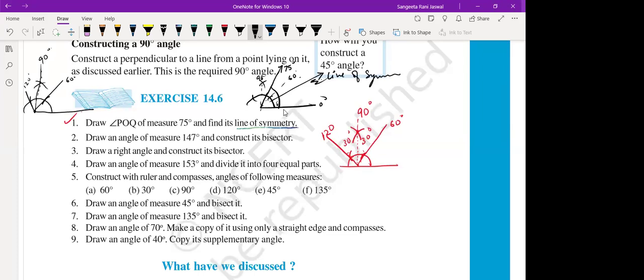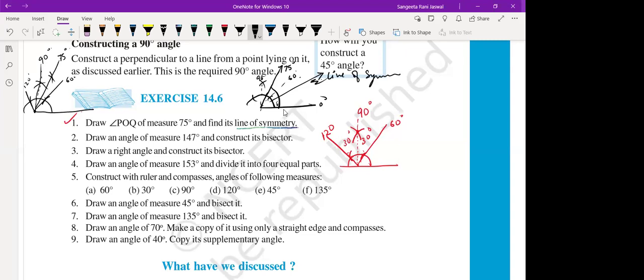Are you understanding? Yes, ma'am. Okay, now when you bisect 60 degrees and 90 degrees, in between you will get another line, an angle bisector. Now this angle is 75 degrees. You understood?